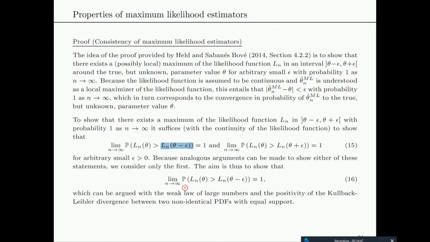And now to show that this event attains probability 1 in the limit, this can be done using the weak law of large numbers, which we established, and something else, namely the positivity of the Kullback-Leibler divergence. I appreciate that I haven't introduced the Kullback-Leibler divergence yet. You might know what that is. So does anyone know what the Kullback-Leibler divergence is?